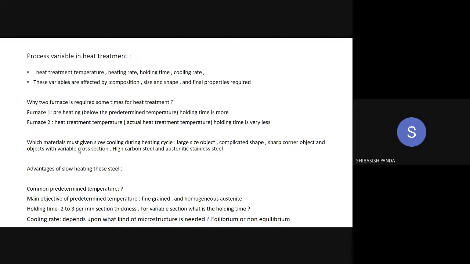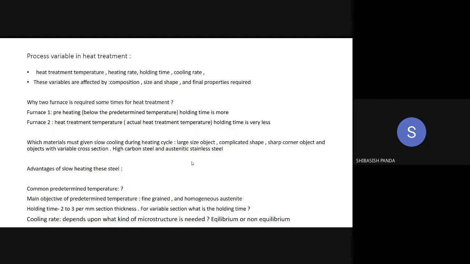Okay, anyways. Now the question is, which material must be given slow heating during the heating cycle? Sometimes the sample should be heated slowly. What are the conditions? If we have a large size object, complicated shapes, sharp corners, or an object with variable cross sections, we have to do heating at a very, very slow rate. That means starting from room temperature to the predetermined temperature, the heating should be very slow. The same goes for high carbon steels and austenitic stainless steels.